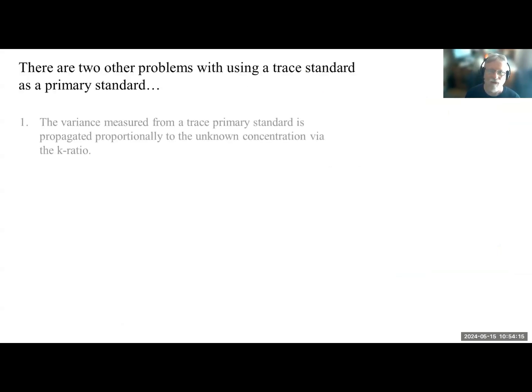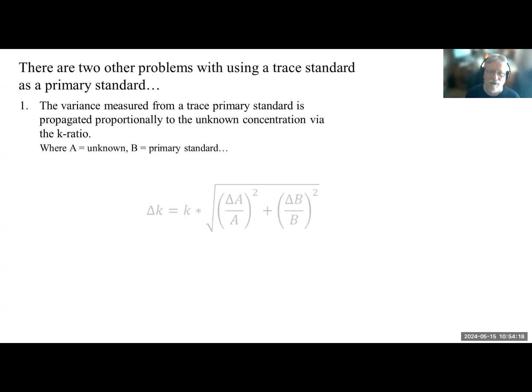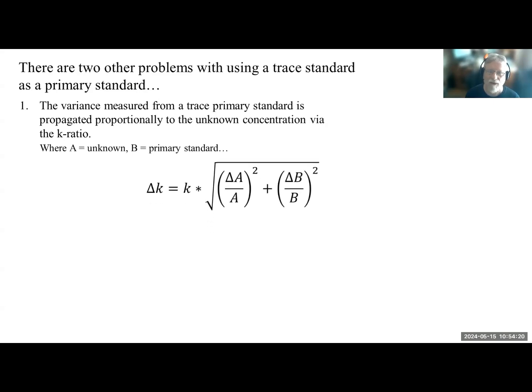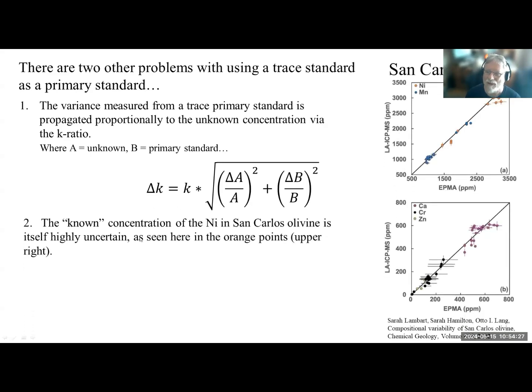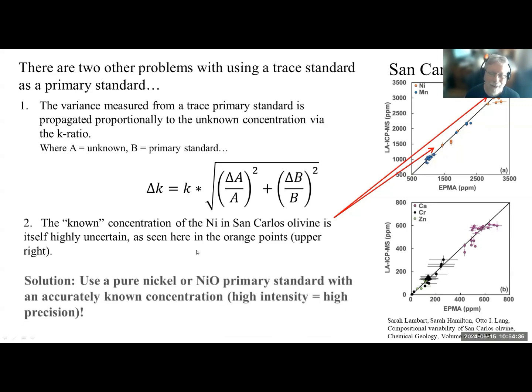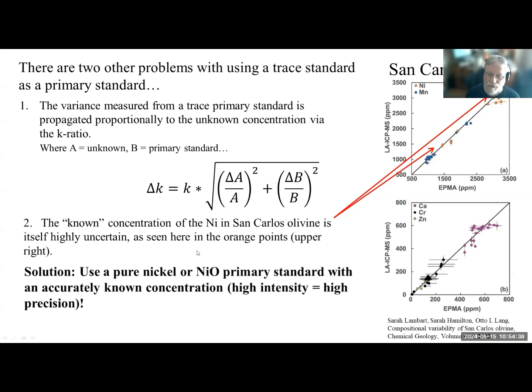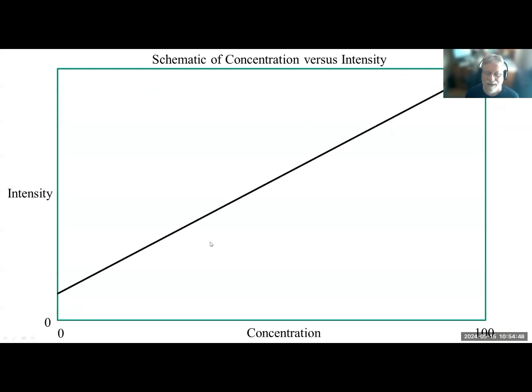And there are 2 other problems with that. The variance, as I mentioned before, is propagated from the standard to the unknown. So that's the other problem. And then the known concentration of San Carlos olivine is actually awful. It's like greater than a factor of 2 variance. So you're just introducing further accuracy problems now. And so the solution, as I said, is to use a pure nickel or nickel oxide primary standard, because, first of all, we know what the concentration of that is. And I'll show you what the real problems are. Why did this study get this so wrong?